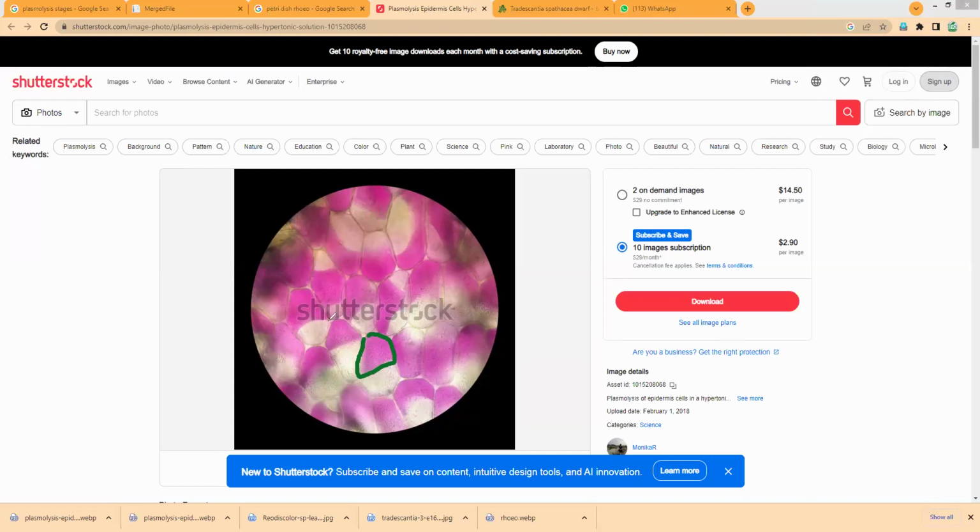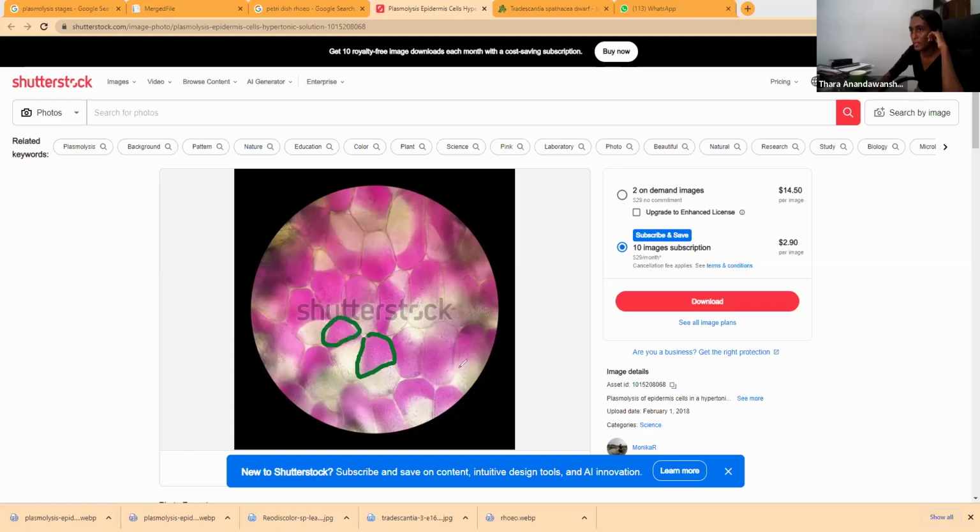Yes, teacher. But some cells are not plasmolyzed. Here, in this case, many cells are plasmolyzed, but some cells like this, you can see that they are not plasmolyzed. They are kind of filled, no? So those cells are considered turgid cells.